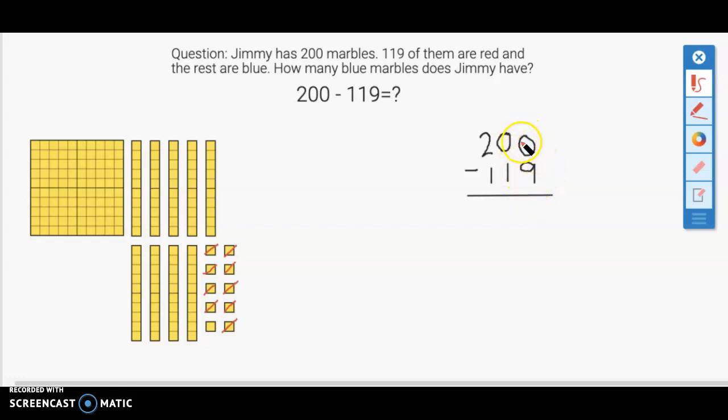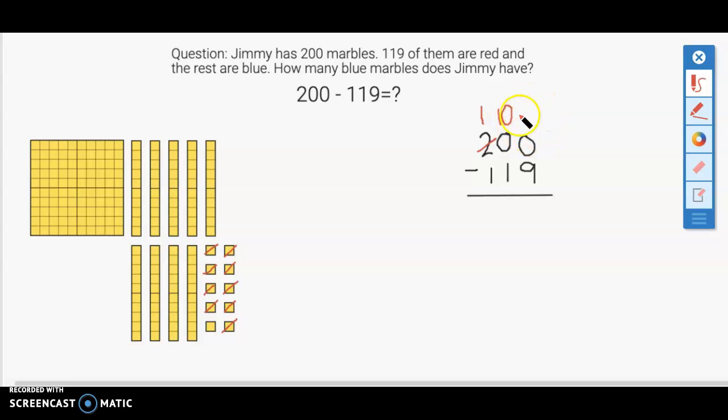If we look at the 0 and the 9 in the ones place, we notice that we need more ones in order to subtract. So we go to the tens place. However, just like in our base 10 blocks, there weren't any tens to decompose. So we go to our hundreds place and we'll decompose one of our groups of 100 into 10 groups of 10. So I'll mark off the 2 and leave 1 to show that I still have one group of 100. And I decomposed the other group of 100 into 10 groups of 10.